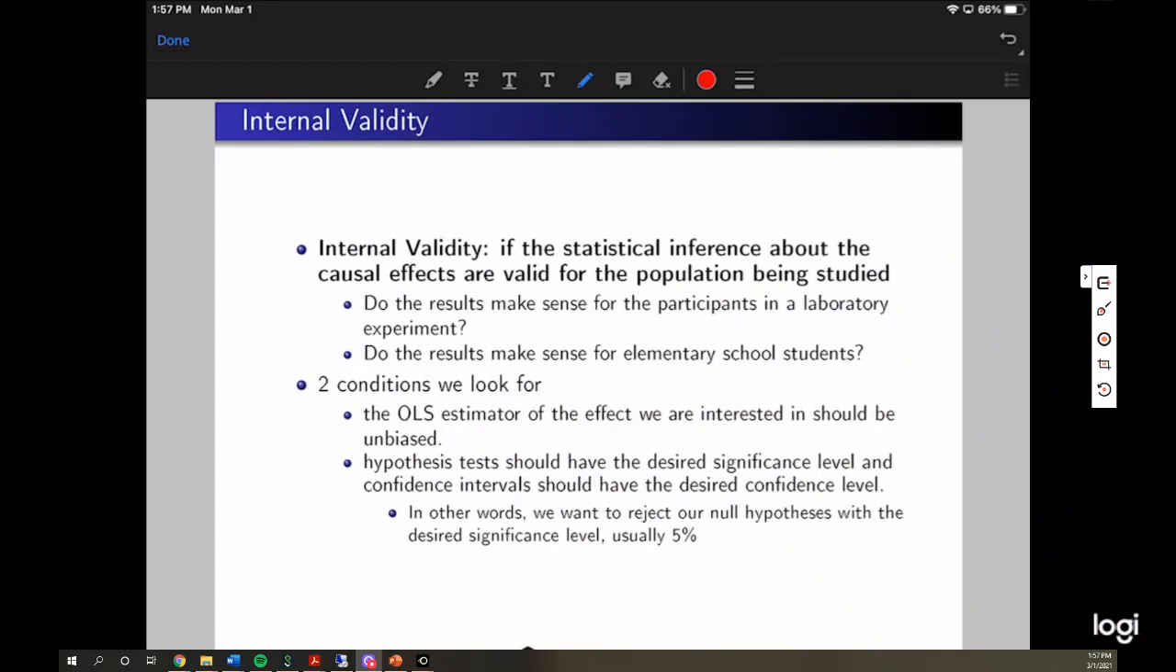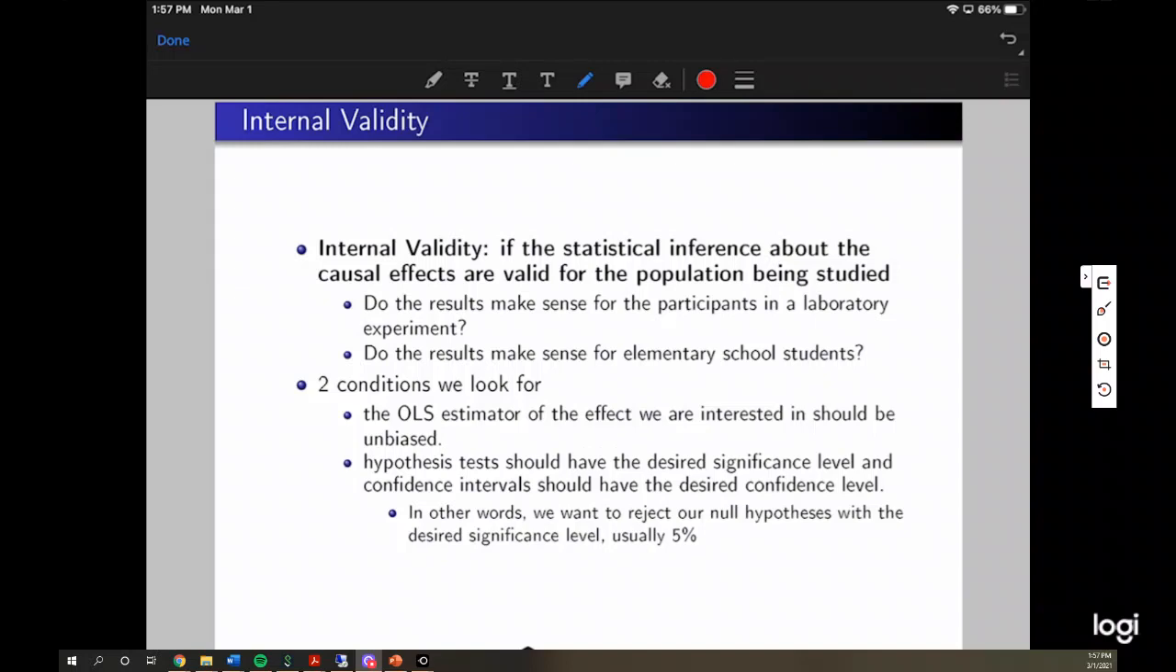Internal validity. We'll define this: if the statistical inferences about the causal effects are valid for the population being studied. So we have a population that we are studying, we've drawn samples from, we estimate regressions on that population, or the sample is drawn from that population. Are the results that we gather from our regressions valid for that population being studied? Do the results make sense for participants in the laboratory, for example? Do the results make sense for elementary school students if our population studied is elementary school students?